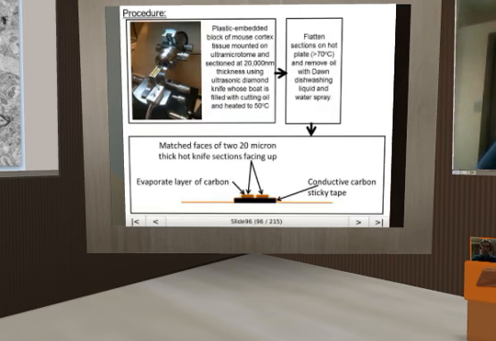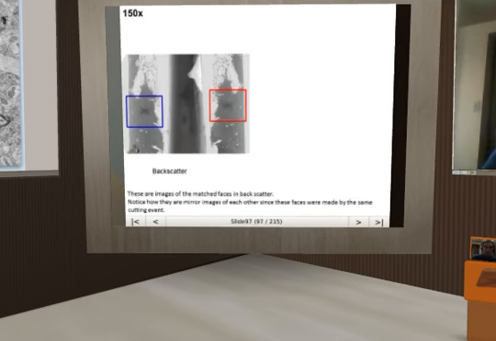So the procedure is a plastic embedded block of mouse cortex tissue mounted on an ultramicrotome, sectioned at 20,000 nanometer, 20 micron thickness, using an ultrasonic knife whose boat is filled with cutting oil and heated to 50 degrees Celsius. The retrieved sections are flattened on a hot plate and the oil is removed by dishwashing liquid. The matched faces of the two 20 micron thick hot knife sections are placed face up and imaged in the SEM.